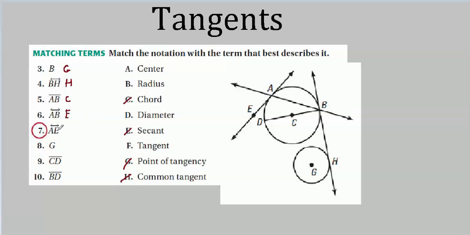What about the line AE? Well, that's a tangent line. Yeah, it looks to me like F would be the right answer there. It's not a common tangent. It's only tangent to one circle. Well, what about G? Well, G looks like the center of this circle. Oh, that was our first choice. Okay.